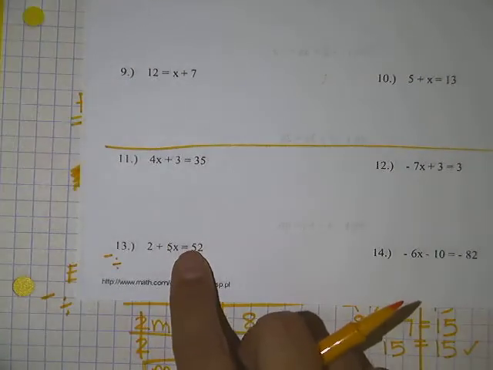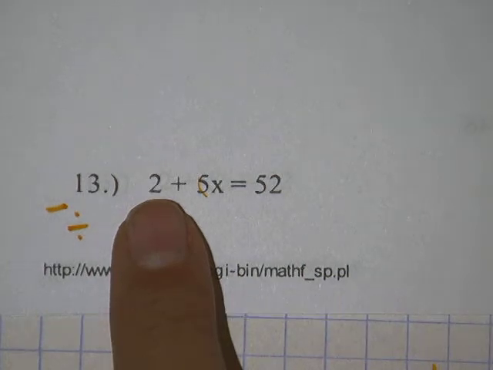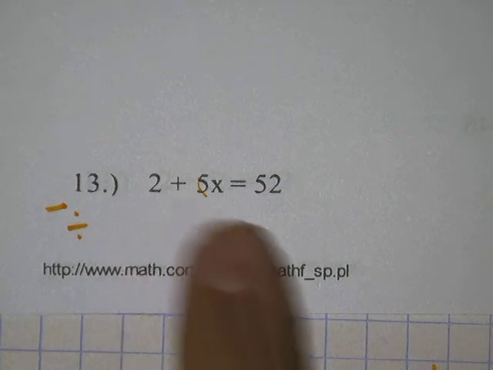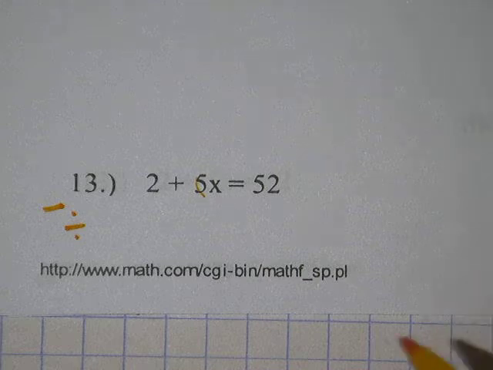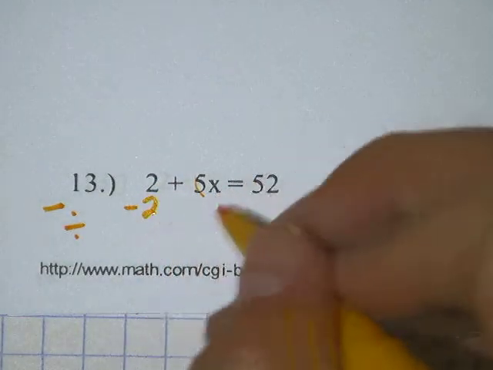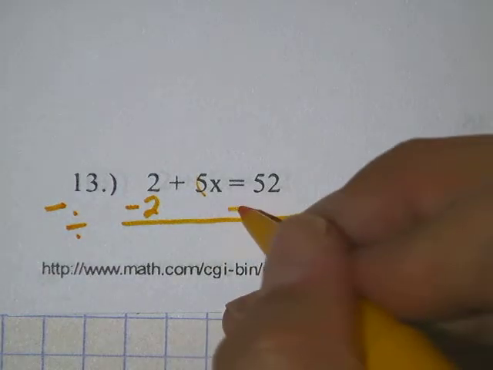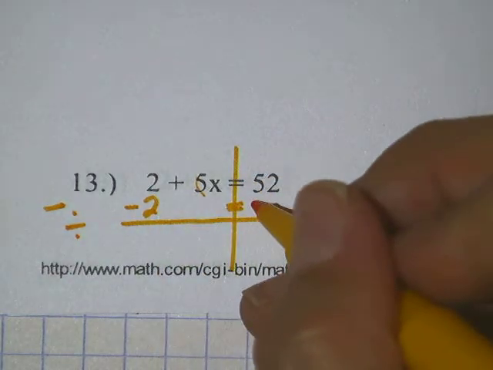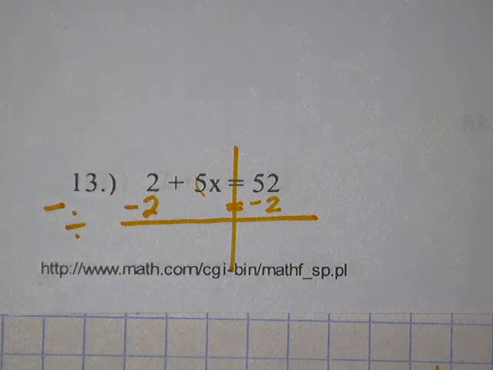So when I look back at this problem, the first thing I need to do is get rid of this 2. That's a regular number 2, and it needs to go away so that I can slowly isolate that variable. So because that's a positive 2, I need to subtract 2 from that. And if I subtract 2 from the left side, I have to also subtract 2 from the right.